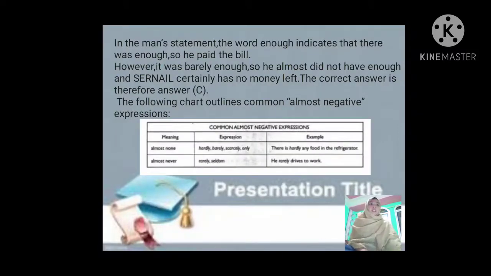In the main statement, the word barely indicates that there was some money, so he paid the bill. However, it was barely any, so he almost did not have any, and he has no money left. The correct answer is therefore answer C. The following chart outlines common almost negative expressions.